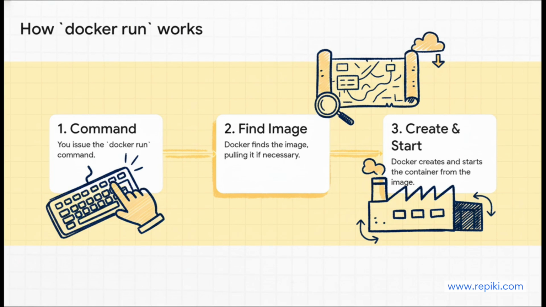So when you type docker run, you're basically starting this simple three-step dance. First, you issue the command. Then the Docker engine looks for the blueprint, the image. If it's not on your machine, no big deal. It'll just pull it down from a central registry. And finally, it uses that blueprint to construct and launch the building, your running container.